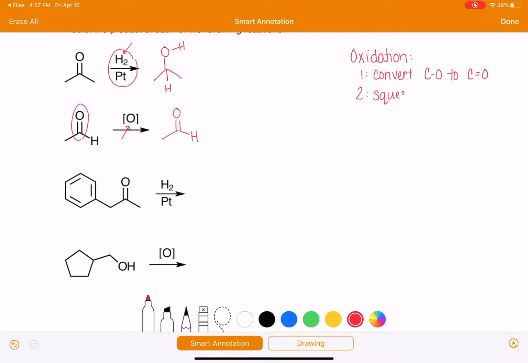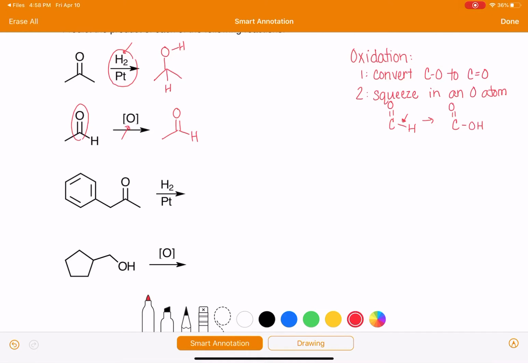Once that step one has been done, the second thing that it wants to do is squeeze in an oxygen. It wants to squeeze a little oxygen atom in, specifically to this type of carbon-hydrogen bond. So it wants to put it right there, which is going to give us this sort of a situation right here.